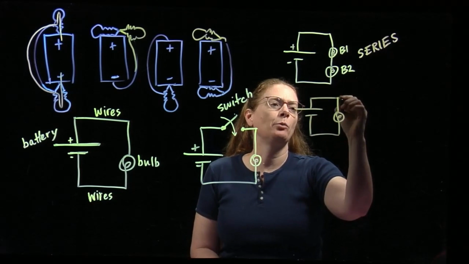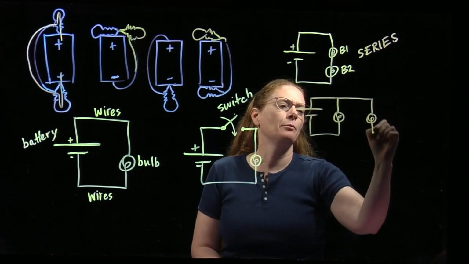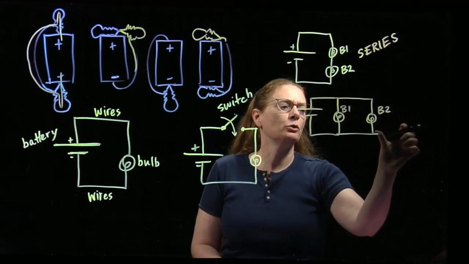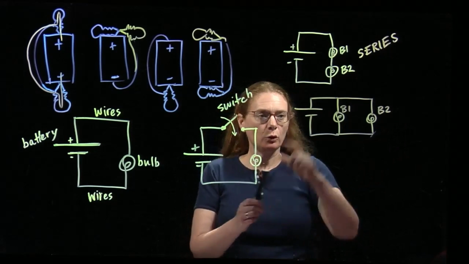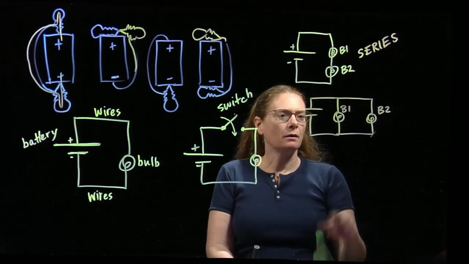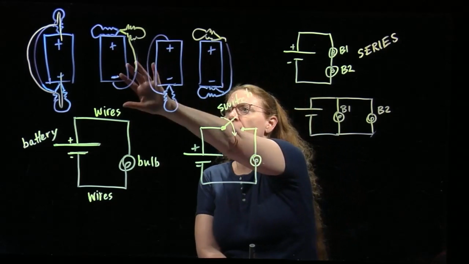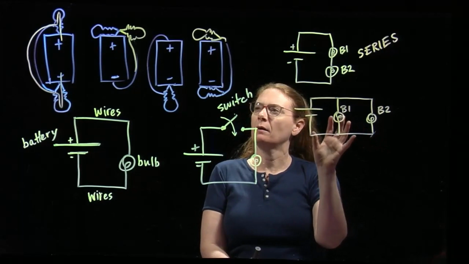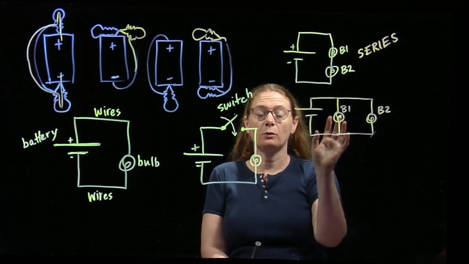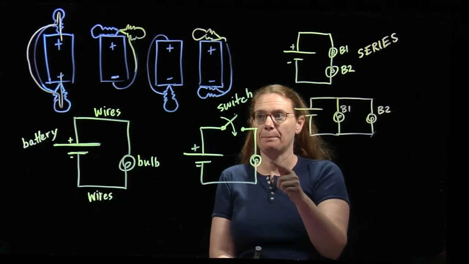So what if I have bulb 1 like that and bulb 2 like that? Now there are two loops, two paths. So how could we take what we've got, one of these, and add a second bulb that has its own path? So give that a try. Pause, give it a try.